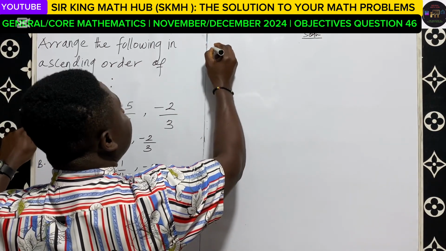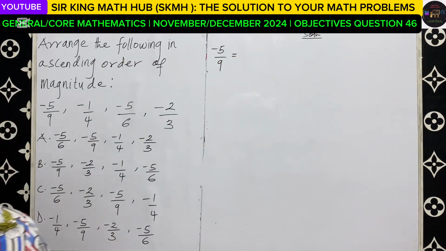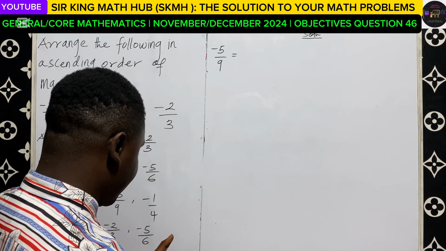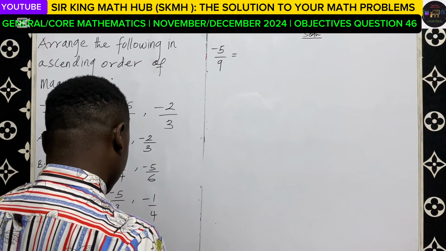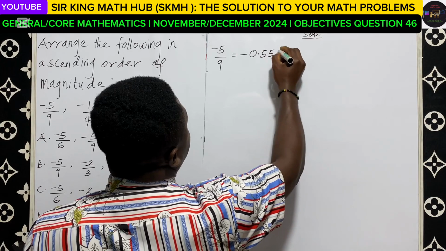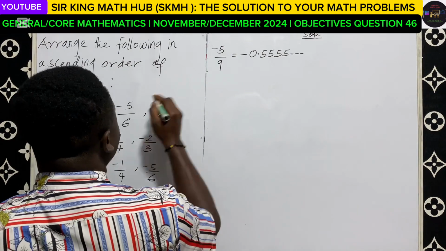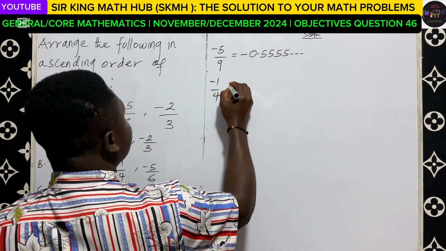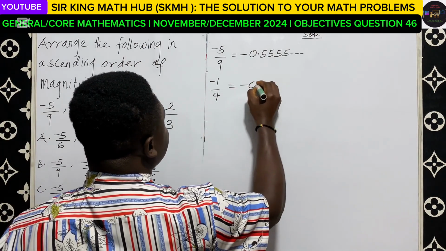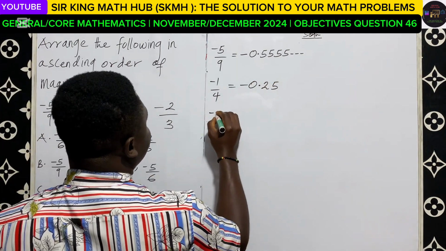Starting with -5/9, you want to convert it into decimal. Using your calculator, just enter -5 divided by 9 and press the equal sign. I'm having -0.5555, so the 5 is recurring. Also for -1/4, that is -0.25.